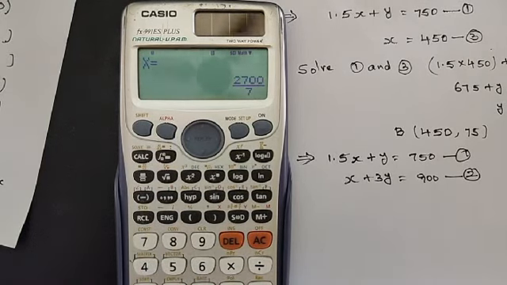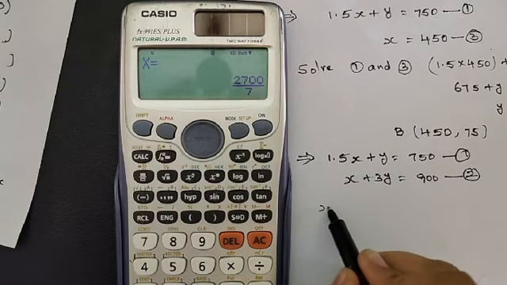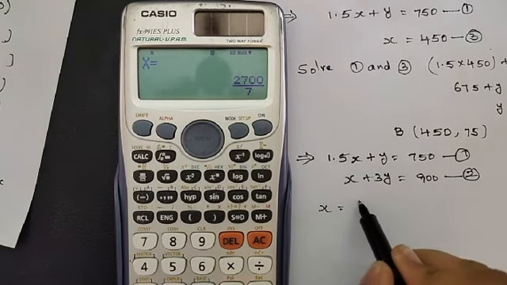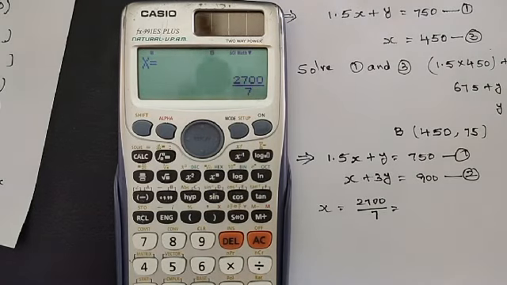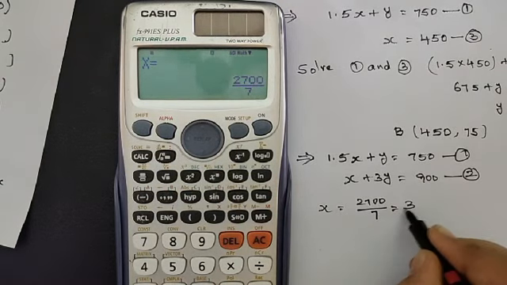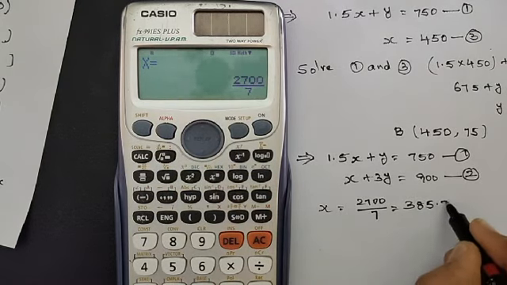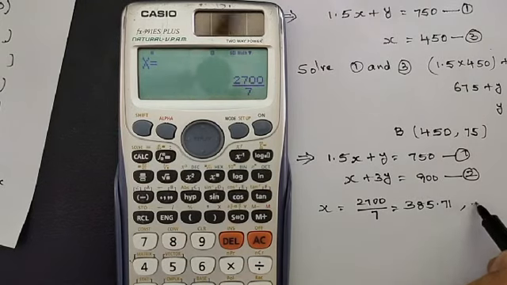So what is the value of x? You got x equals 2700 by 7. So 2700 by 7 means, let us find that one. It is equals to 385.71.